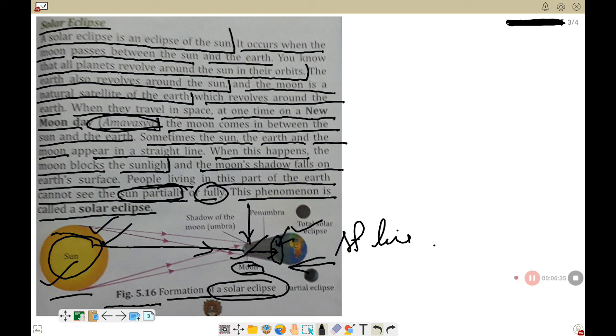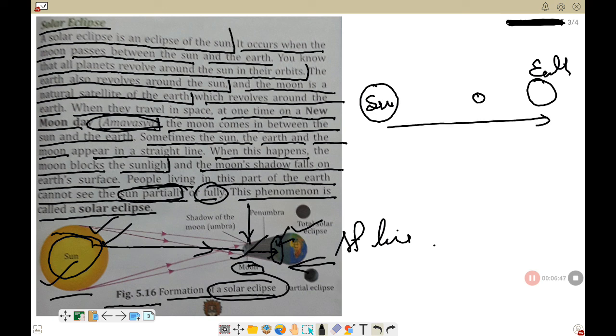Formation of solar eclipse. So when the sun, moon and the earth are on a straight line such that the ray coming from the sun is blocked by the moon and the shadow of the moon is formed on the surface of the earth, so that the people at this portion of the earth are not able to see the sun. That is what we call solar eclipse. Is it understood? Okay, now let's go to the next one.